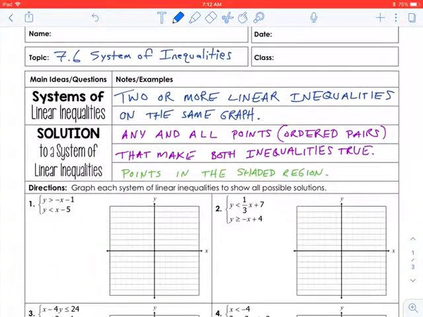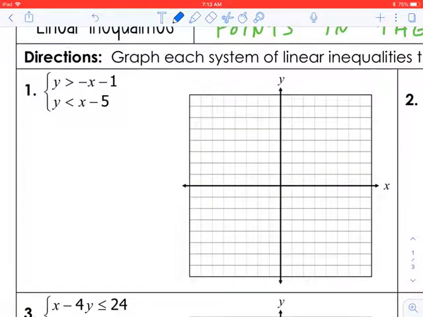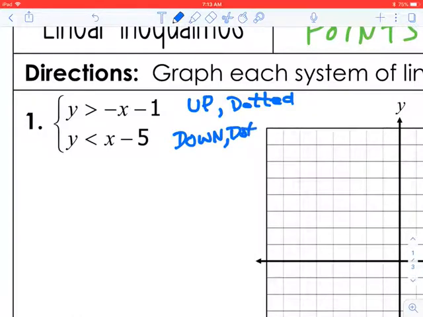Okay, so when you're doing these, you're just graphing. And we've graphed inequalities before, so a couple things to keep in mind. So let's look at this first one. First of all, is it going to shade up or down? And is it going to be a dotted or solid line? So in this case, you want to keep both of those things in mind. Is this up or down? So that's greater than, so that's up. And it's going to be a dotted line. This one should be shading down and also a dotted line.